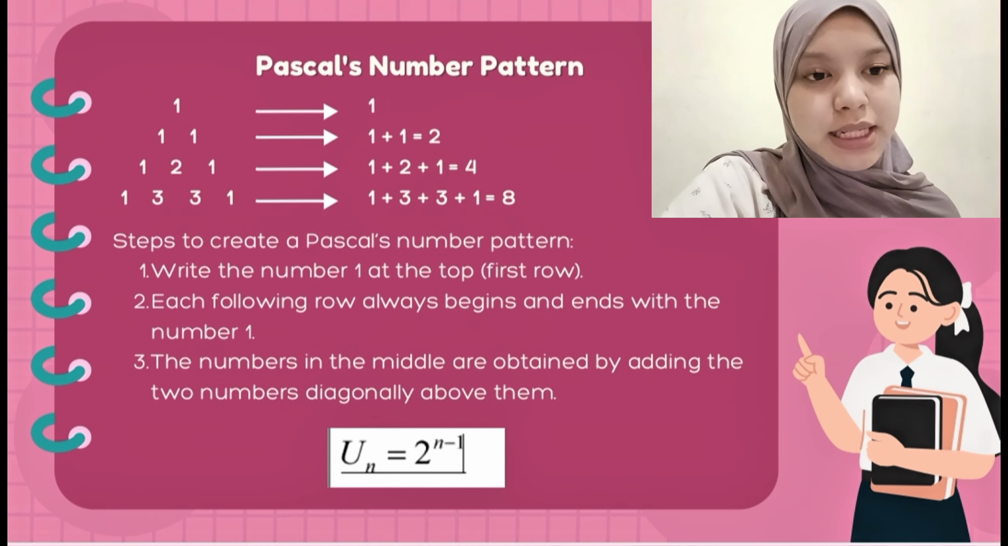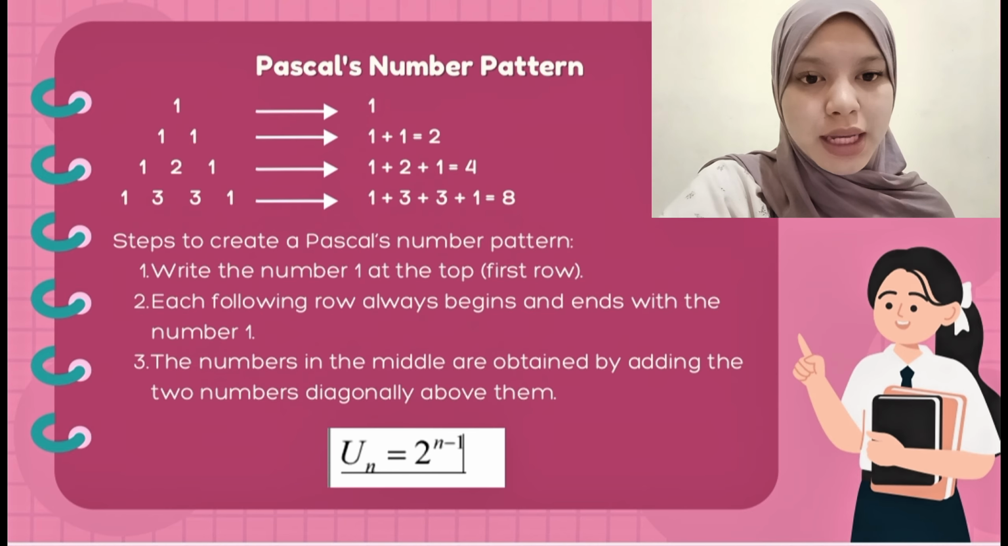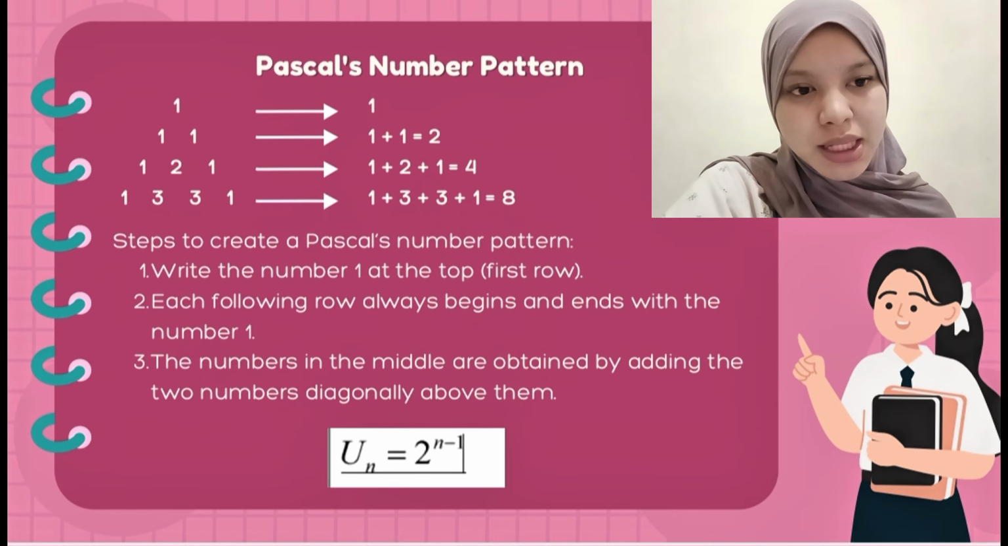Pascal number pattern is a number pattern arranged in a triangular form known as Pascal triangle. Each row in this pattern contains numbers that follow a specific rule.